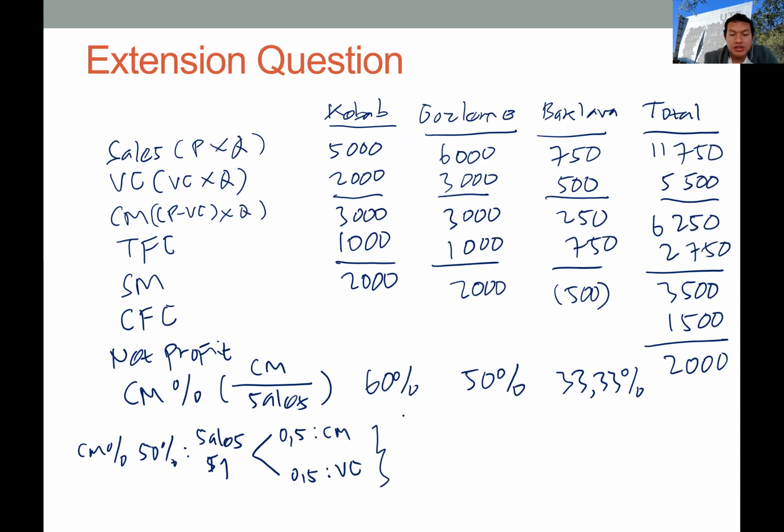And now the sales is increased by 1,000 because of the additional promotion. So we can know that 50% of the sales will go to the contribution margin, which is 500 contribution margin, and the other 500 will go to the variable cost.